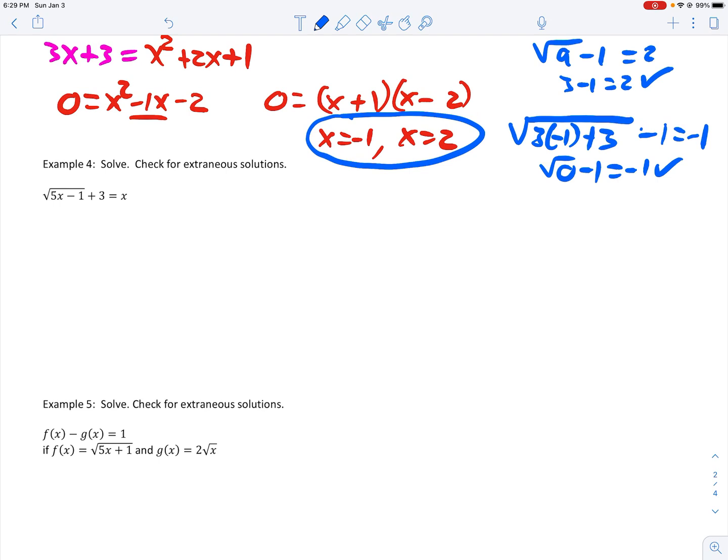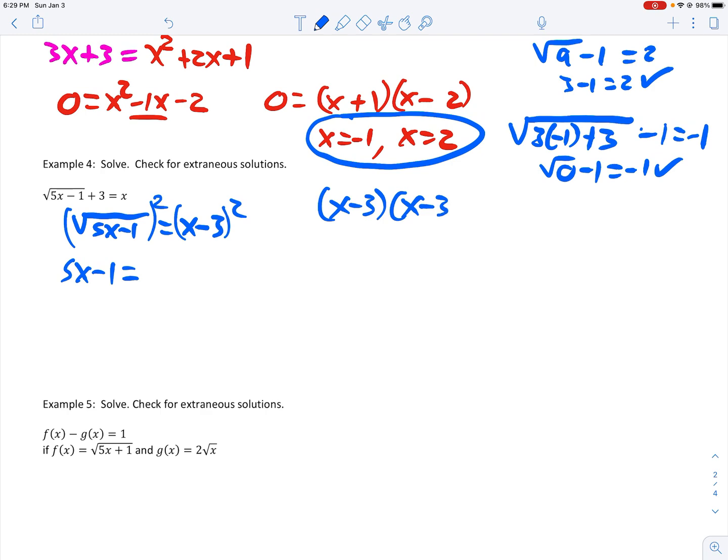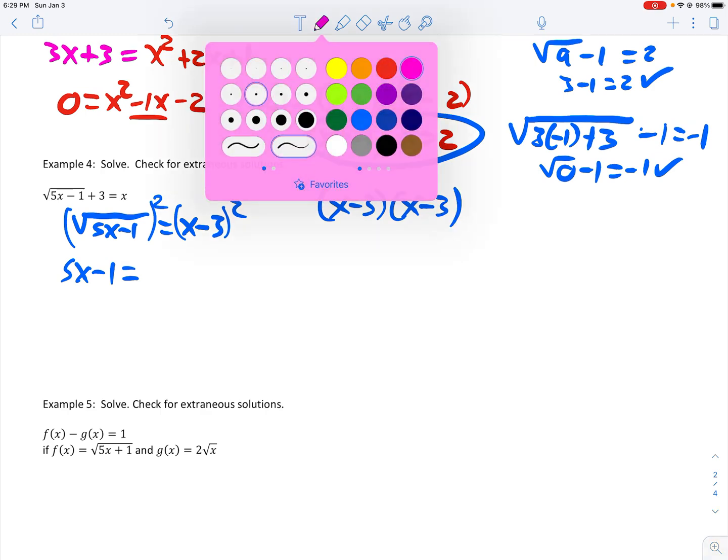Okay, example 4. So same idea. I'm going to subtract 3 first. Because if I have a radical or I have a power or some grouping symbols raised to power, I want that by itself so I can either square both sides or raise it to its reciprocal to get rid of the radical or grouping symbols. So now I'm going to square both sides to preserve the equality. So the left side, that's not hard, that's 5x equals 1. But on the right, that's x minus 3 times x minus 3. So I'm going to FOIL that out.